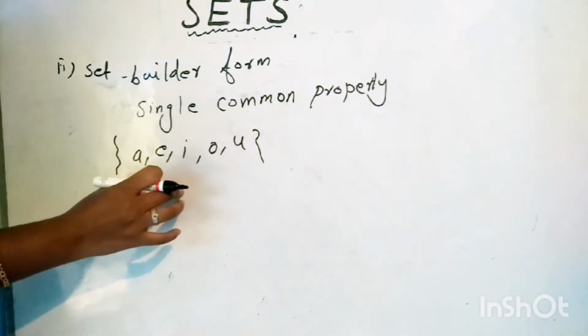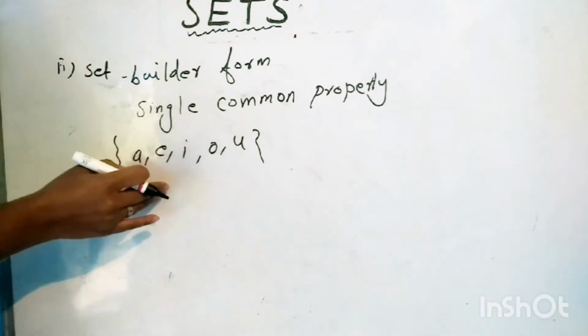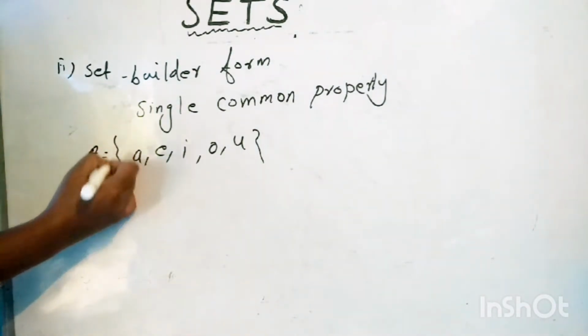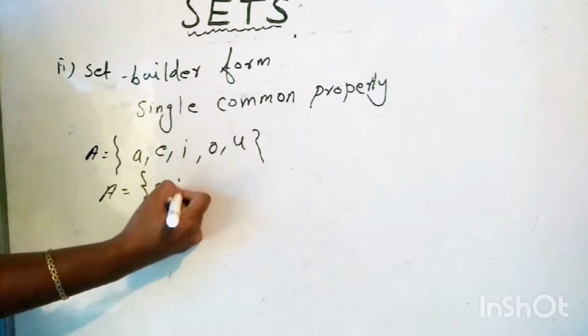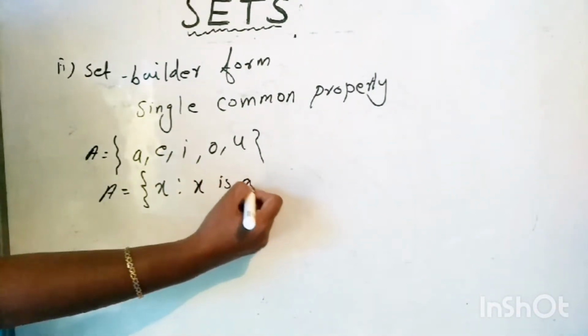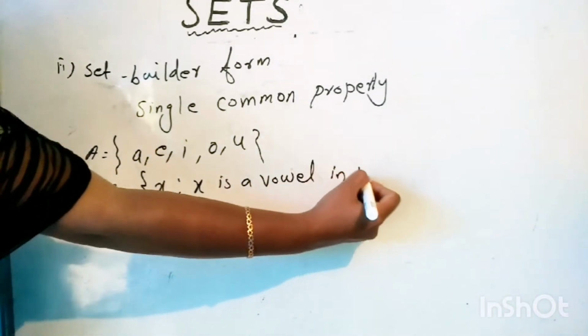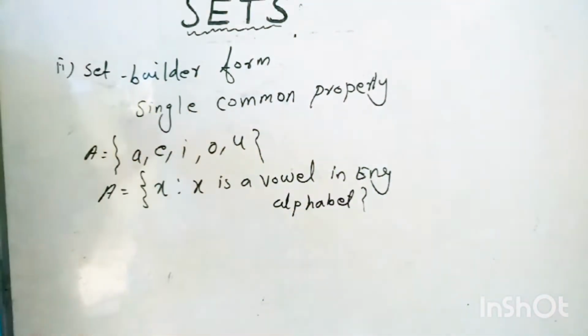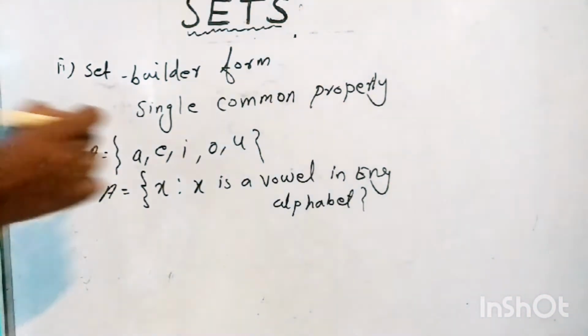So this is in tabular form or roster form, and if you want to write the set builder form corresponding to this, we need to find out the common property possessed by all the elements of the set. And that property is these are the vowels in English alphabets. So we will write the set builder form. Let it be A. Then A is equal to set of all x such that, you should read it as set of all x such that x is a vowel in English alphabet. Okay. This is the set builder form corresponding to the set.